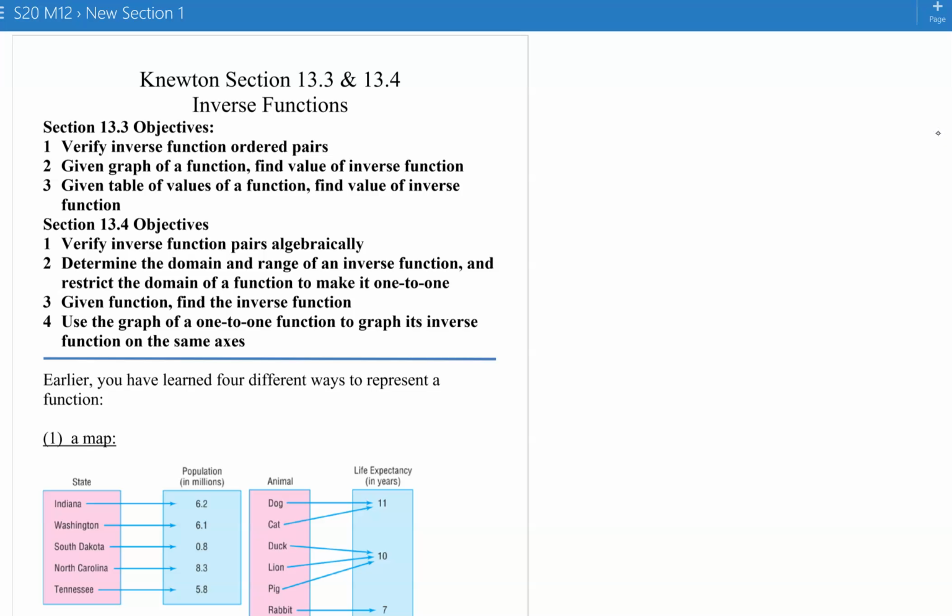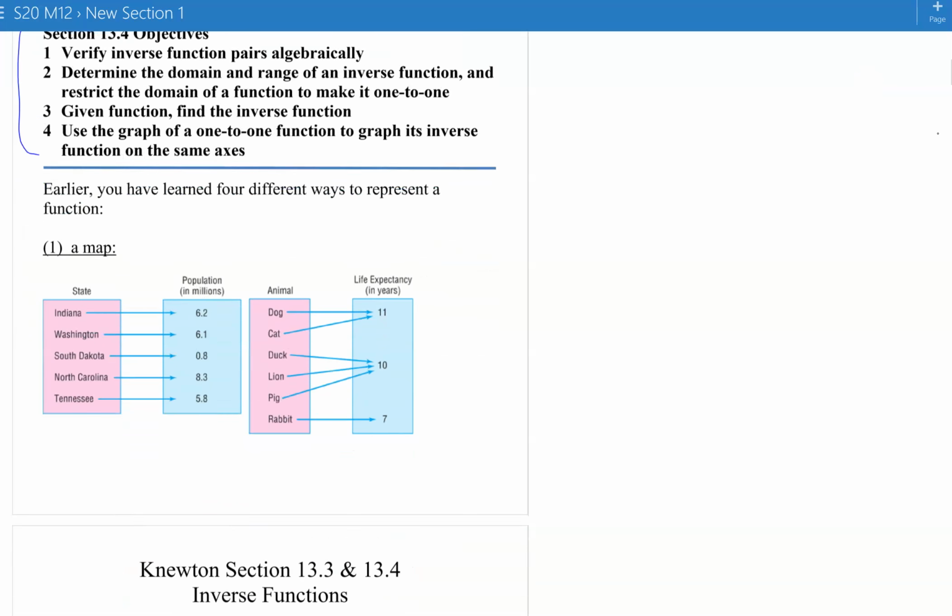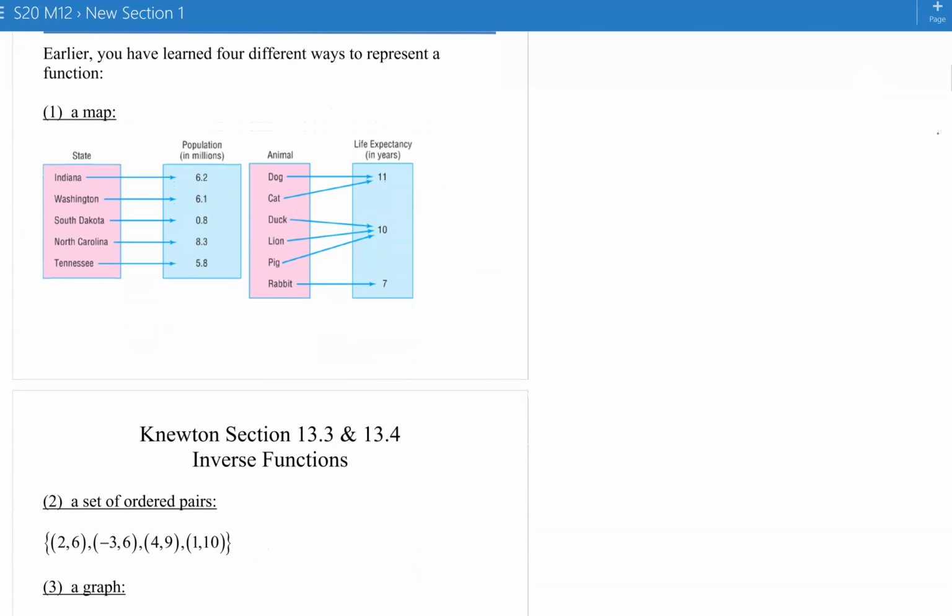So this lesson is going to be about inverse functions, and it's going to include two sections from Newton, 13.3 and 13.4. I try and make the sections pretty small so that they're manageable bites. So earlier we learned about 4 different ways to represent a function. So let me do a quick review.